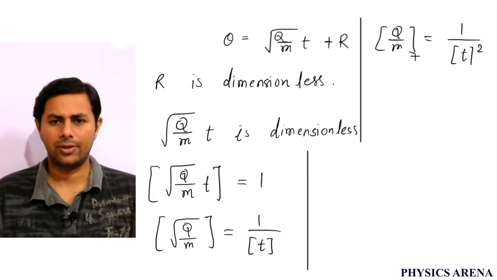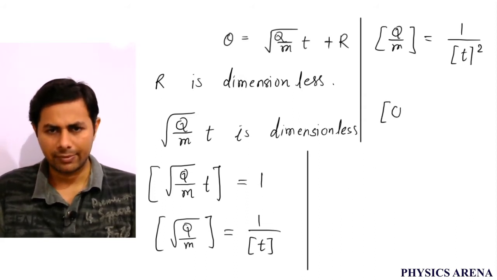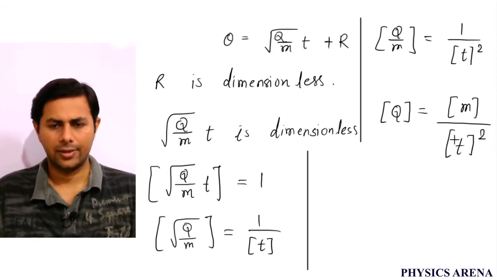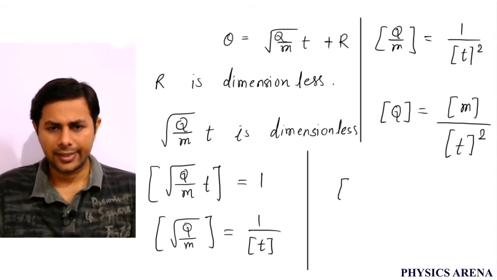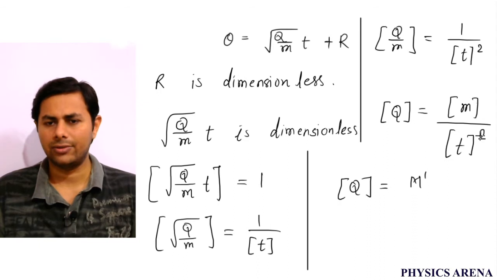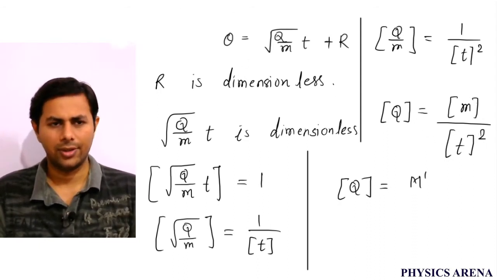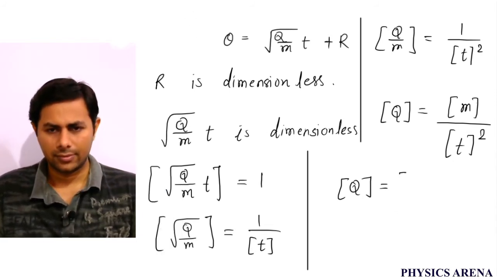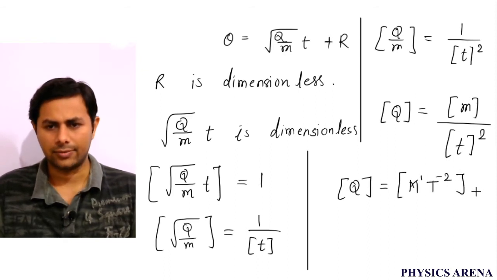Then I will take this m on the other side too. So I get dimensions of q are equal to dimensions of m. M goes to the numerator, divided by dimensions of t squared. And then I can write this as dimensions of q are m raised to 1 in numerator and t raised to 2 in denominator. If we take that to the numerator, it becomes t raised to minus 2. So we have dimensions of q as m raised to 1 and t raised to minus 2.